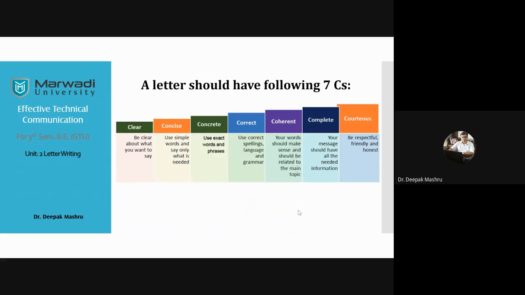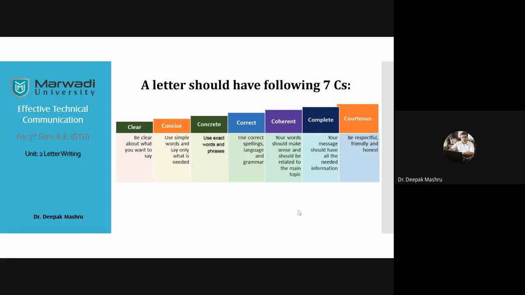Very good. Okay. Now we'll discuss briefly and quickly the 7 C's. The 7 C's are very commonly found for justifying the letter and its quality. First one is clear. That means it should be clear about what you want to say. There should be clarity in your communication, in the word selection. So which kind of words you use, that is important. Second is concise. Concise means as small as possible, as brief as possible.